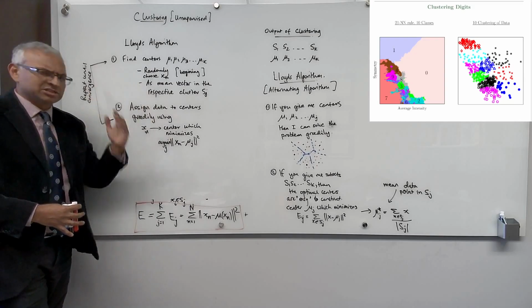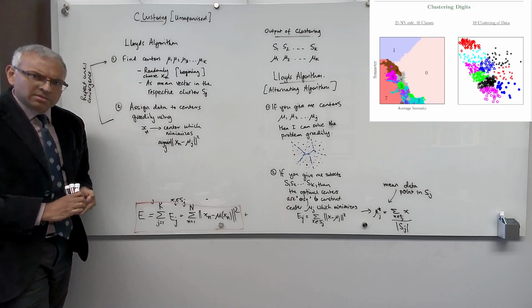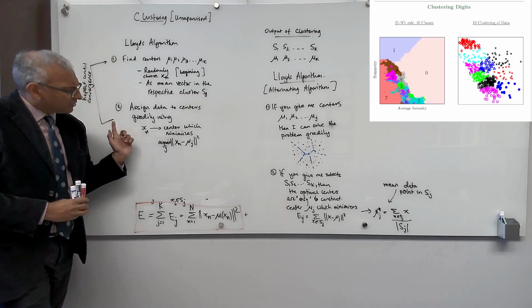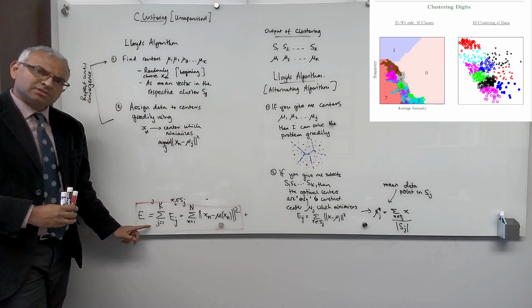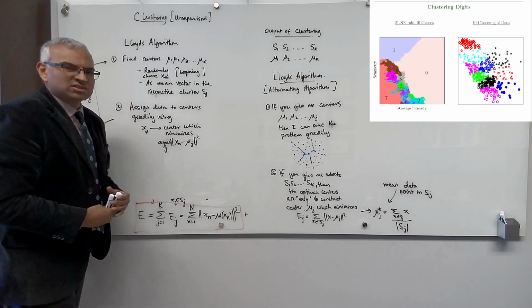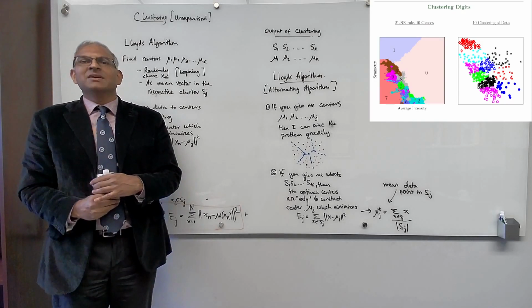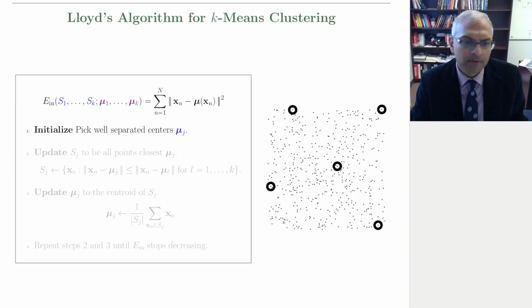But the problem is there are exponentially many clusterings, so it can take a very long time to converge, and it's not necessarily the case that it converges to the optimal. There are many local minima in this error function, and this can converge to a local minimum. But in practice, it works very well. Let's have a look at some examples. Let's see Lloyd's algorithm working on some data.